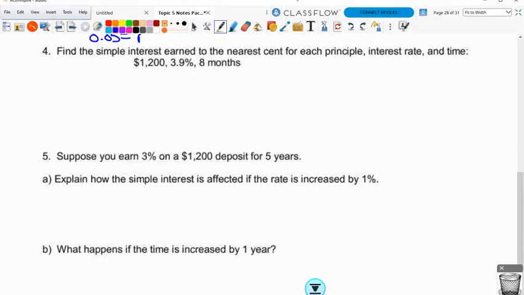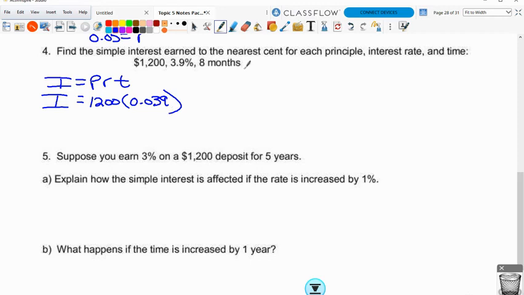In our next example, they want us to find the simple interest earned to the nearest cent if the principal was $1,200, the interest rate was 3 9/10%, and our time is 8 months. Okay, so we're using our formula again, I equals PRT. We're going to find the simple interest earned, so we're calculating I, the interest. The principal amount was $1,200. The interest rate, 3 9/10%, move the decimal point back twice to the left, and you're going to get 39 thousandths.